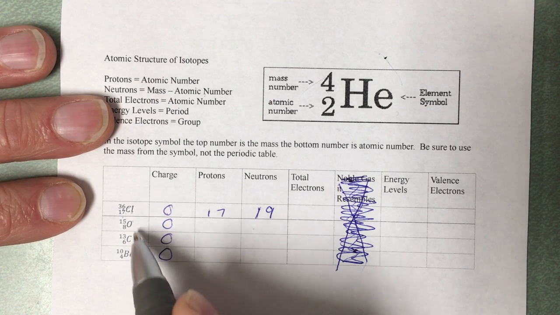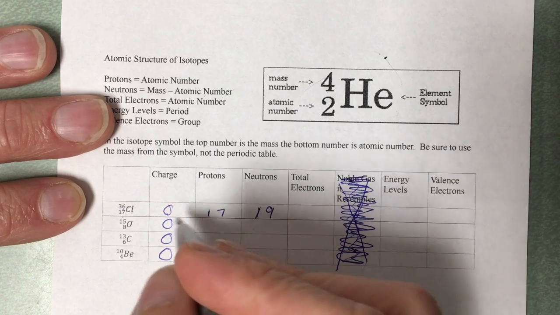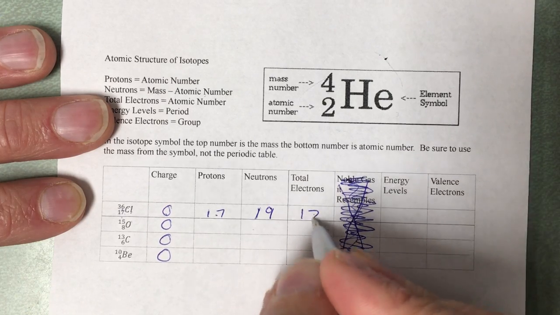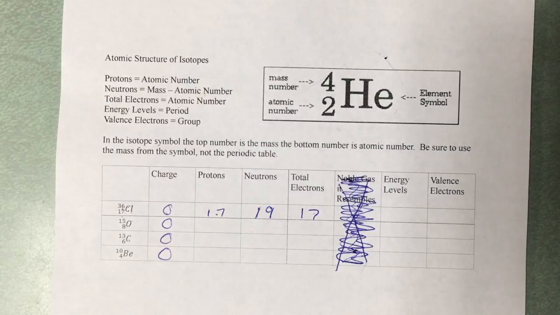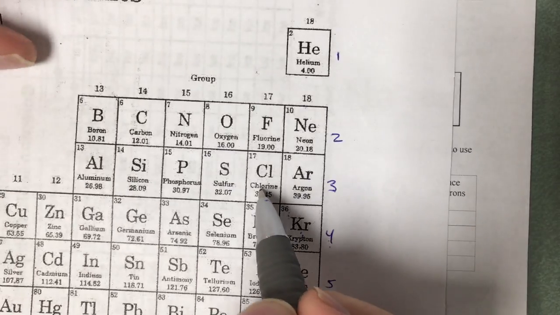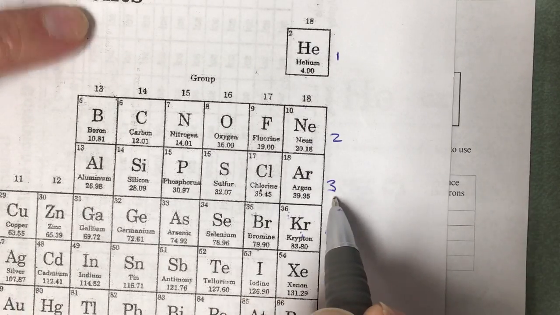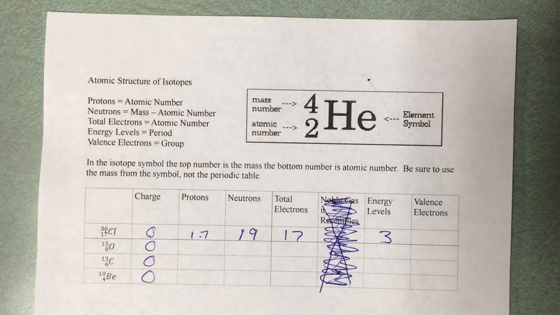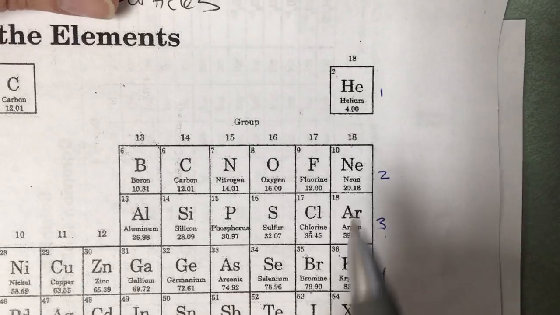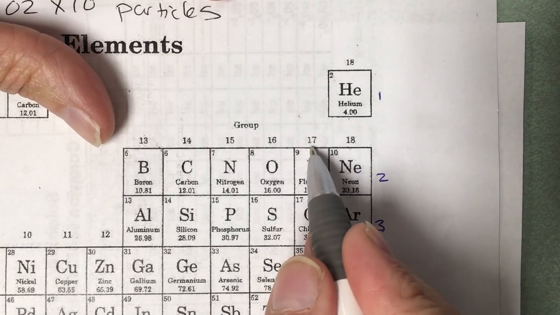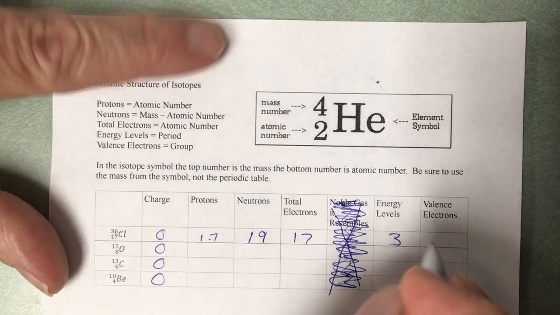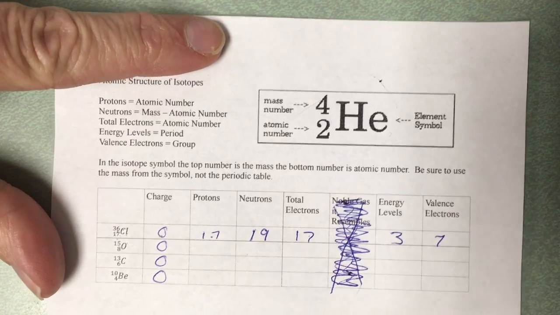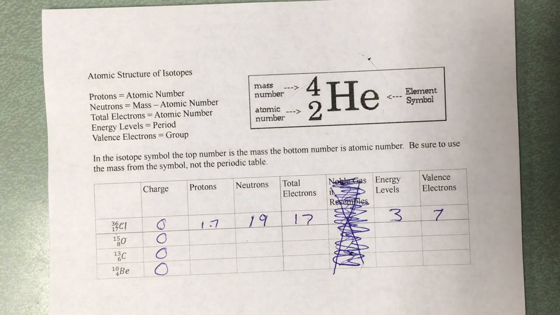These are neutral atoms. There is no charge over here. So the number of protons and electrons will be the same. Energy level is still period number. Chlorine is in period 3. So it has 3 energy levels. Valence electrons still based on group. Chlorine is in group 17. Drop the 1. It has 7 valence electrons.